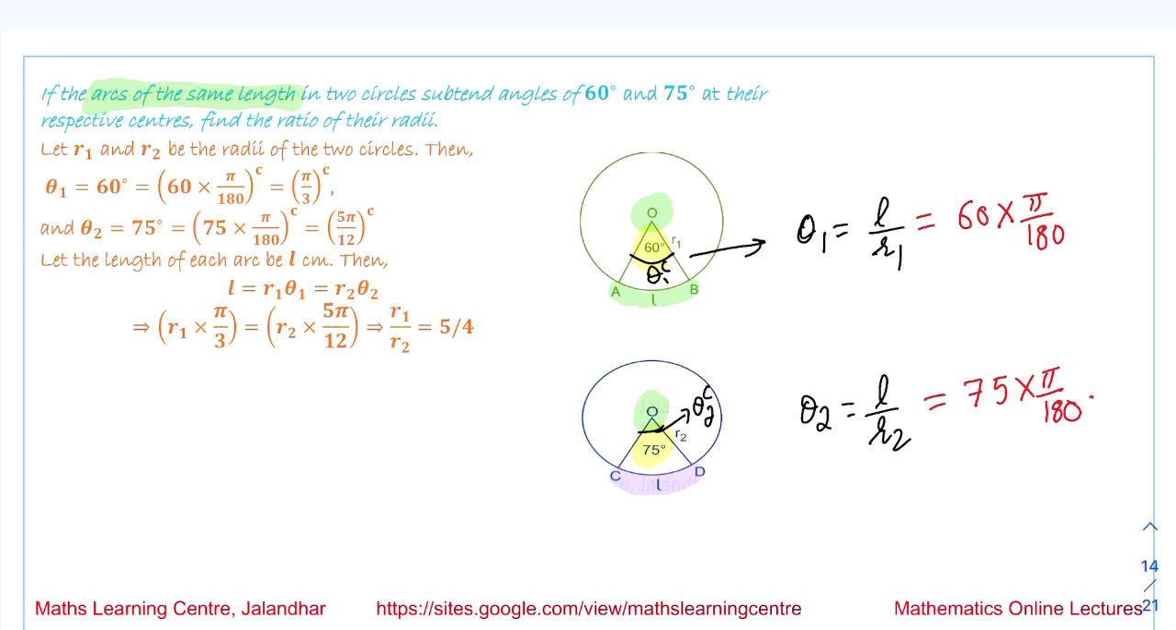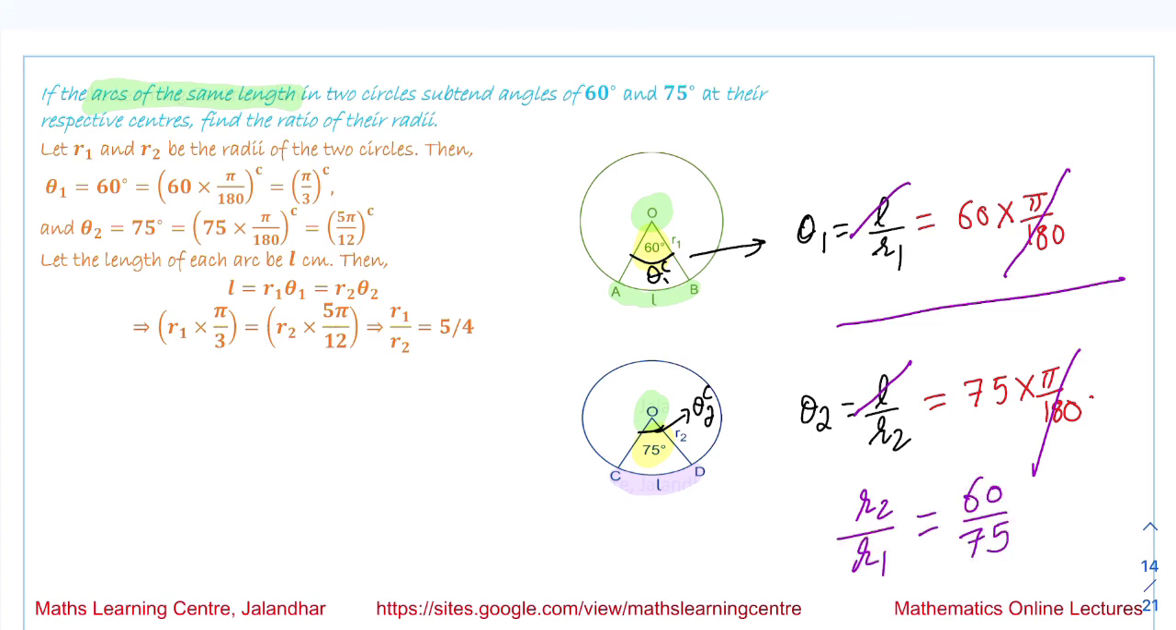Now if we divide both these equations, this L and L get cancelled, pi by 180 gets cancelled with pi by 180, and what we are left with is R2 over R1 equal to 60 by 75, and this comes out to be 4 by 5. This is the ratio of the radii of the two circles. We are saying r1 over r2, the ratio of the first radius to the second radius, is 5:4.